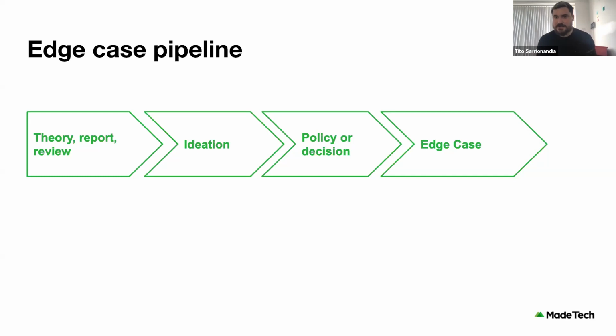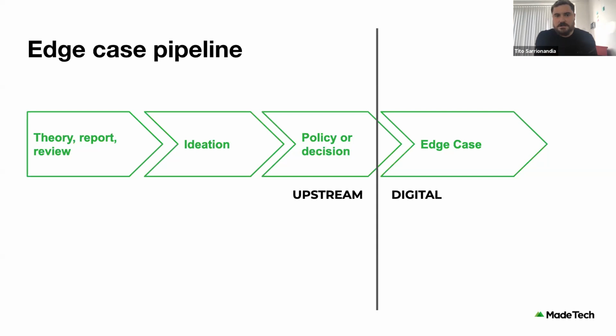But let's keep drawing on this diagram and think about what does that mean for systems? So firstly, where are your digital teams? Chances are they are here at the edge case. So the input to the team is a policy or a decision, and everything else is upstream of them.